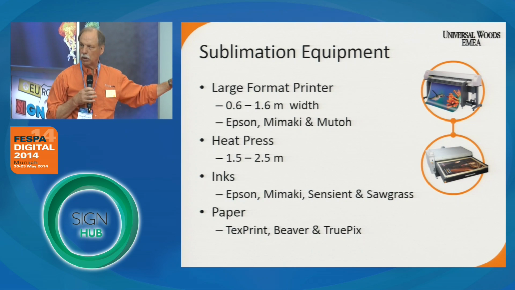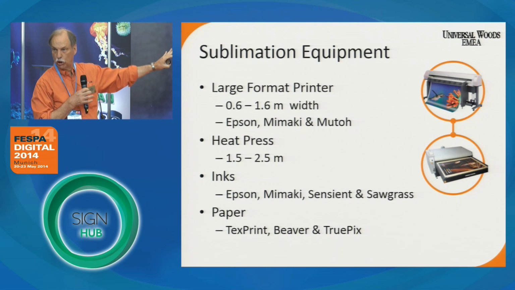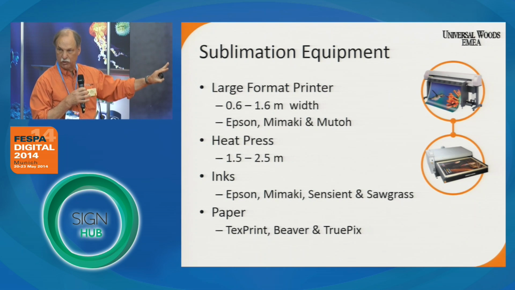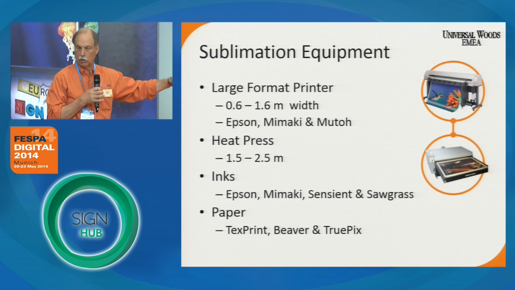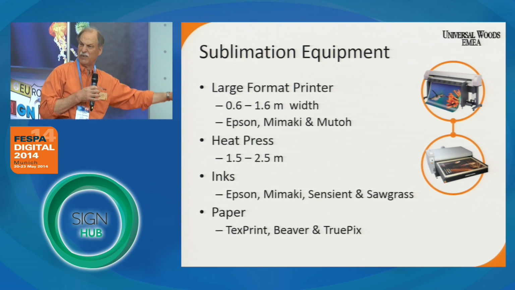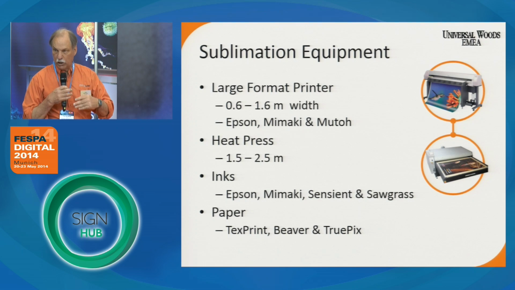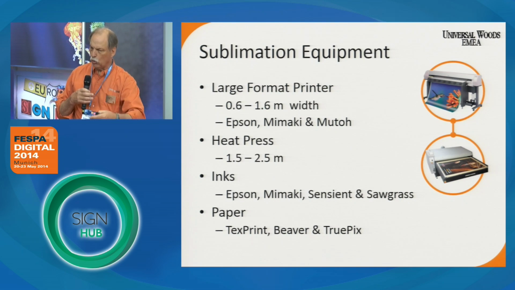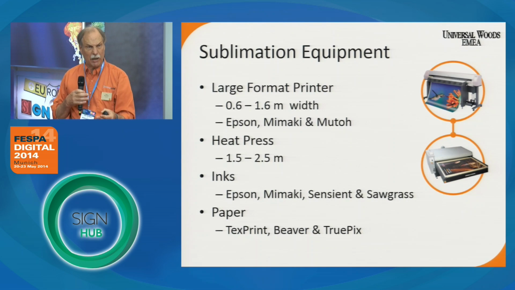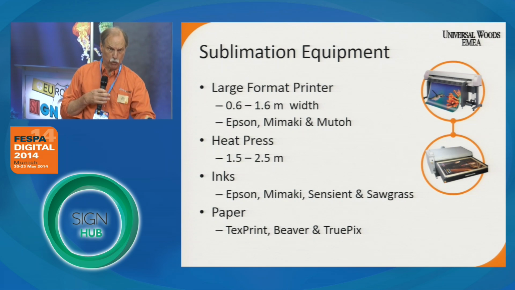Equipment that's available for this, you need specialized printers in large format. You've got Epson, Mamaki, Muto, all have printers that are specifically designed for sublimation. With heat presses, you've got Monte Antonio here, you've got Seifa here, there are a variety of other large heat press manufacturers, but again, you need a flatbed or a roll-to-roll printer that will apply approximately 200 degrees C to the gases to get them to activate and move into the substrate.